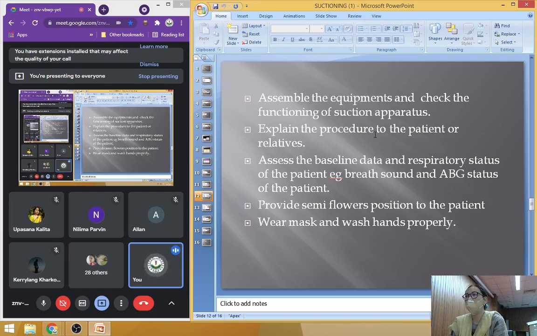Then explain the procedure to the patient or the relatives. Assess the baseline data and respiratory status of the patient, for example breath sounds, ABG analysis of the patient, everything. Then provide semi-Fowler position to the patient. Then wear masks and wash your hands properly.